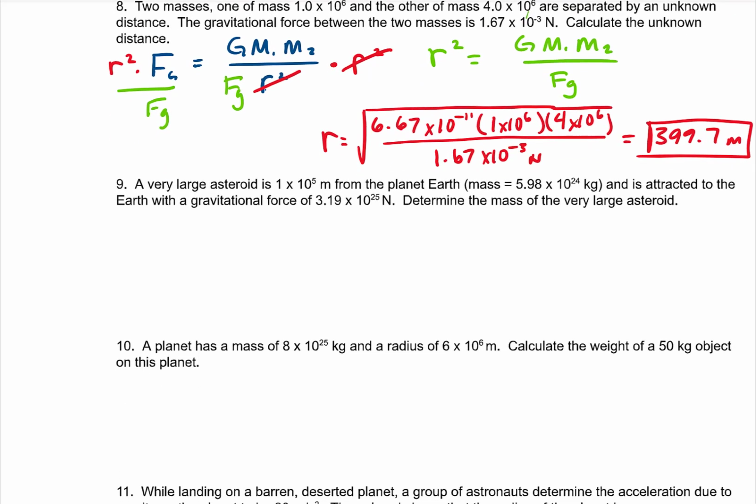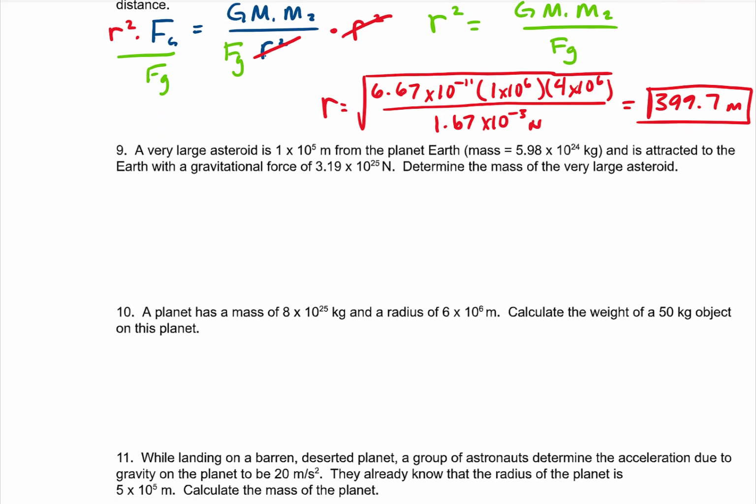All right, next one. A very large asteroid is this far from the Earth and it's attracted to the Earth with that force. Determine the mass of the very large asteroid. So here, that force is g, mass of the Earth, mass of the asteroid, divided by the radius squared. What we want now is the mass of the asteroid. So we have to move everything else over. So we're going to multiply both sides by r squared. That makes that go away.